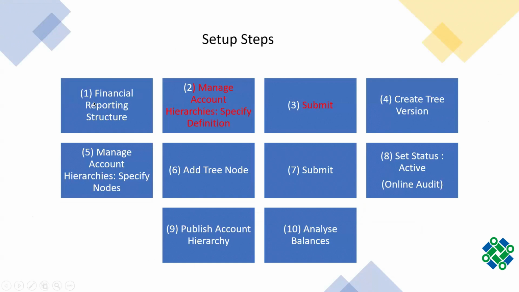Under financial reporting structure, we have something called manage account hierarchies. We are going to define that, then we submit it, then we create a tree version. There is something called a tree version concept. Then we are going to have nodes and all those things. So we will follow the same steps as well. Now I will copy this slide as well, so refer to it as a handy guide. I will copy this under the GL folder. We will go by these steps.